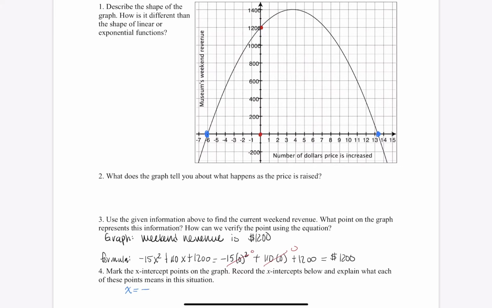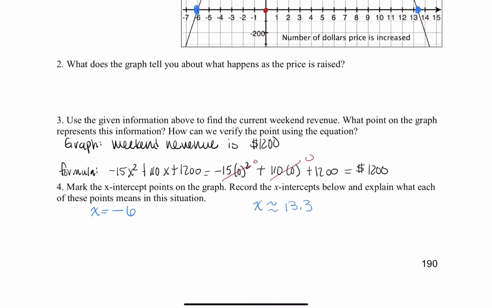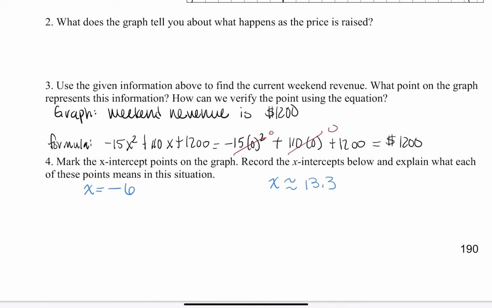So first I have x equals -6, and this other one is kind of an estimate. I'm going to estimate that it's about 13.3. Let me make this neater. This is approximately 13.3. That's my guess. Now I'm going to hide the graph so we can actually discuss what these mean. So what does each x-intercept mean in this situation?